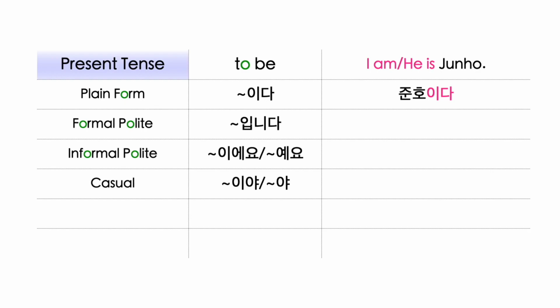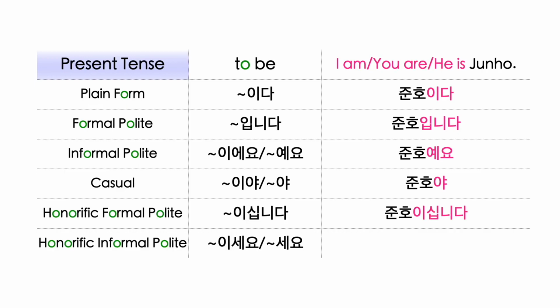In the plain form, you say 준호이다. In a formal polite way, you say 준호입니다. 준호예요 is in the informal polite way. In a casual way, you say 준호야. There's also an honorific form when introducing someone who is older than you or someone with a higher social status.